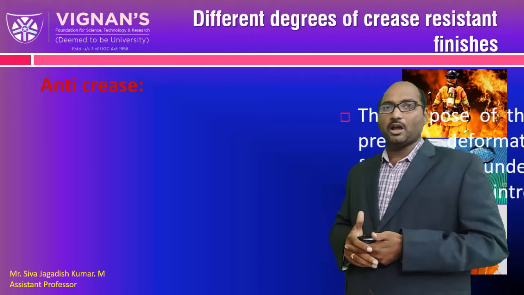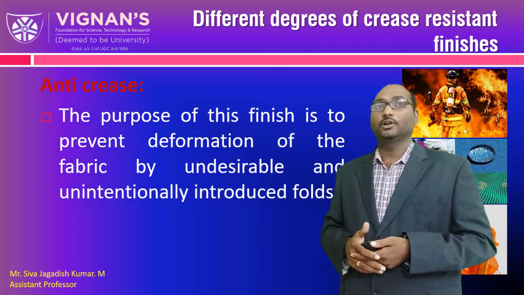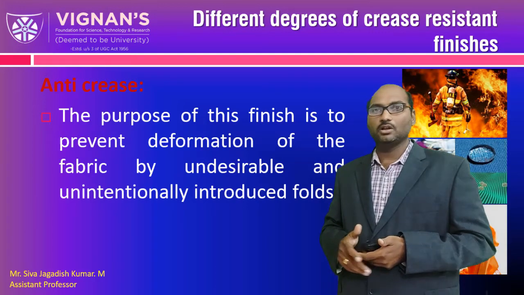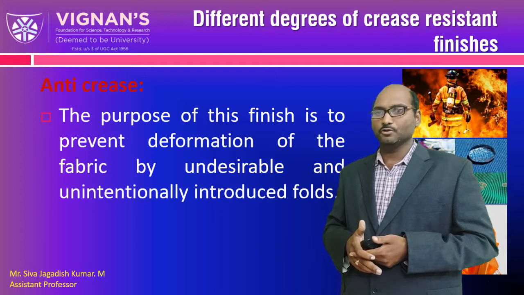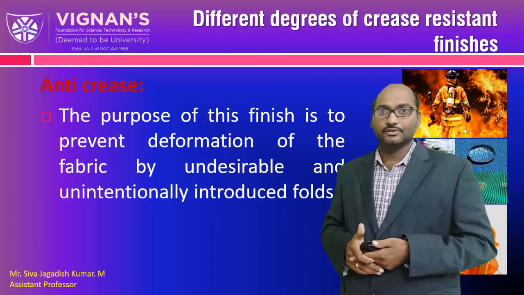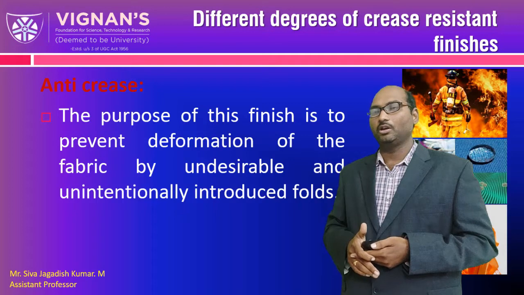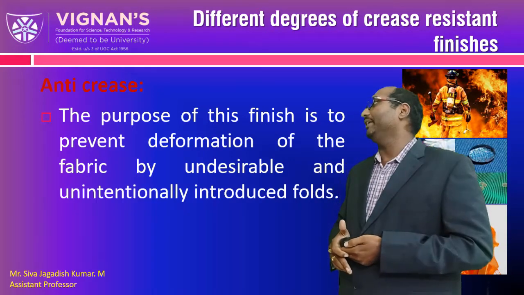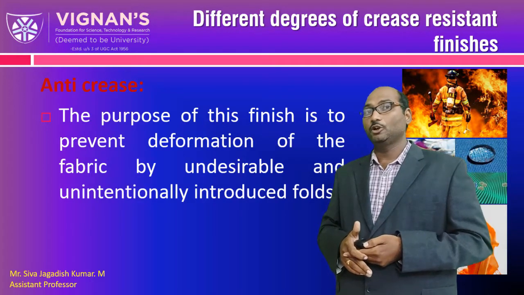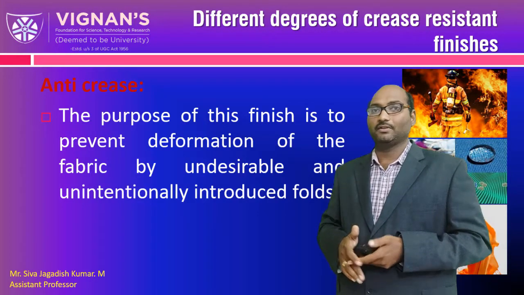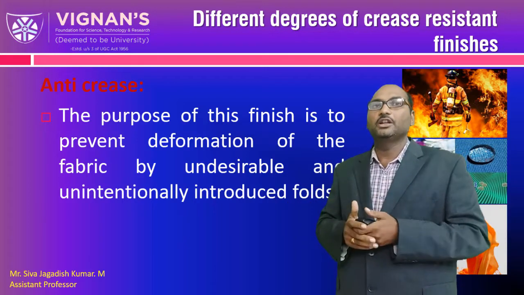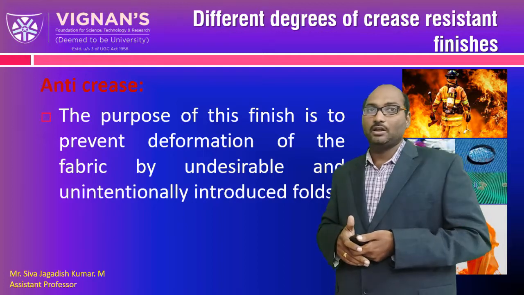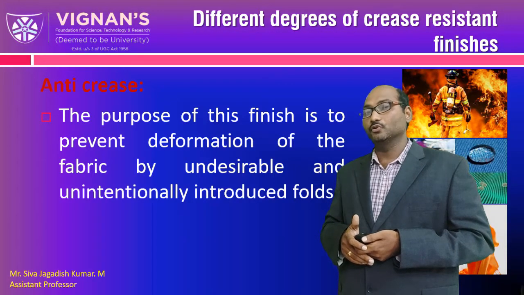Our primary objective is anti-crease, for cellulosic fibers. In the case of polyester or other fibers also, DMDHEU can be used to make them wrinkle resistant and less absorbent to water. The purpose of the anti-crease finish is to prevent deformation, so the fabric structure does not get deformed by undesirable, unintentionally introduced folds.